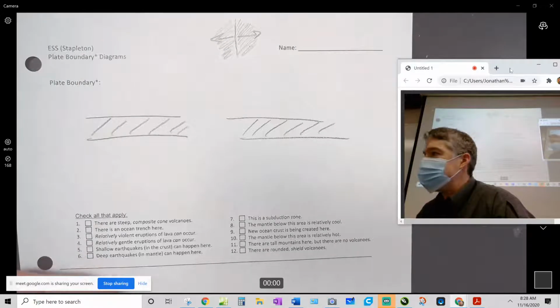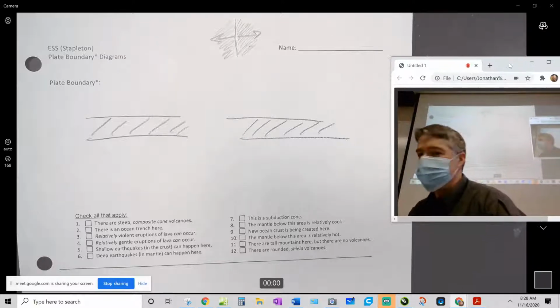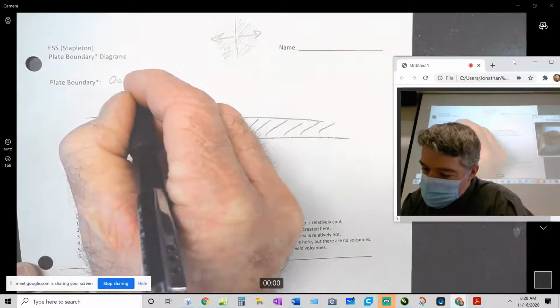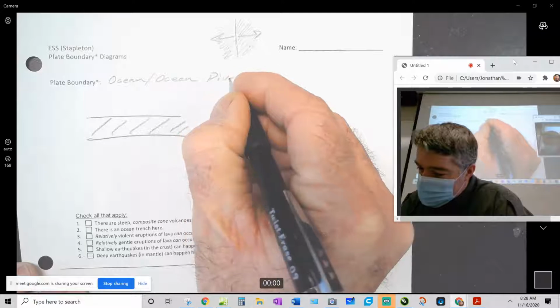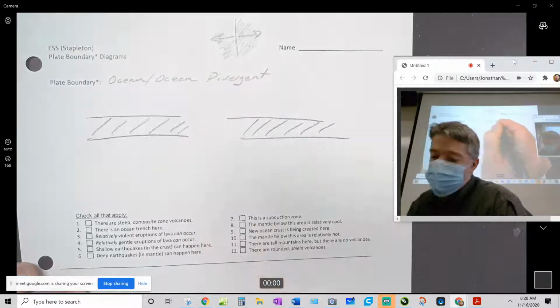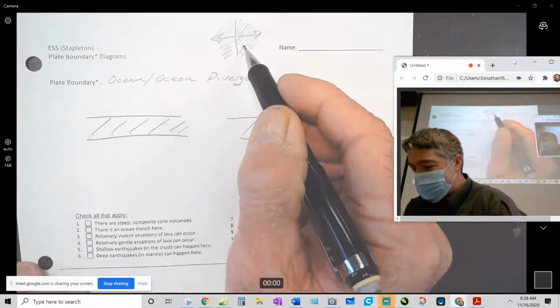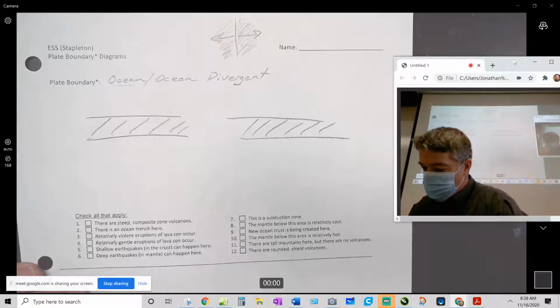So think to yourself, what kind of a plate boundary is this? And this is an ocean divergent plate boundary. Because it's two dark plates, they're both made of felsic stuff. Felsic stuff means they're ocean plates, and they're divergent.